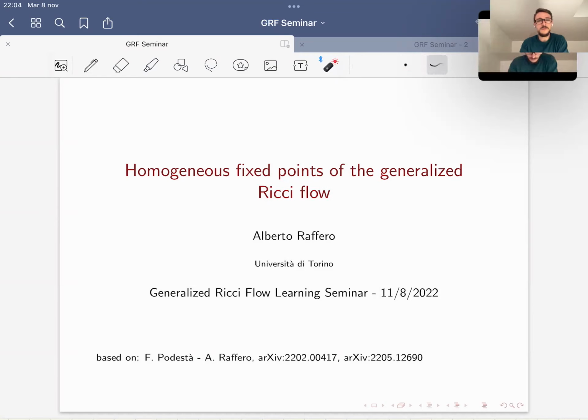So in this talk, I'm going to discuss some special solutions to the generalized Ricci flow, which are the fixed points. And I will consider the case where they are homogeneous, so where there exists a transitive group of automorphisms of these fixed points. What I'm going to talk about today is based on a joint collaboration with Fabio Podestà from Università di Firenze. And if you're interested in the details, you can find more details in these two papers on the arXiv.